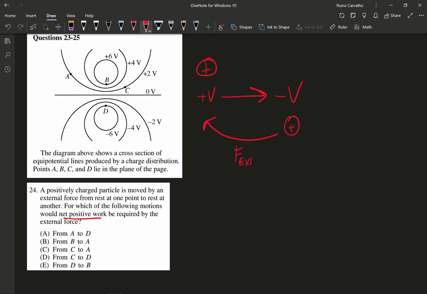So this here is the external force, and that would produce work that is positive, right? Because moving this to here is positive work, but that's for the electric field, or for the electric force, I should say, while the external force will be counteracting that. So what 2 points here are moving from a negative voltage to a higher voltage, or just increasing in voltage? And that's only going to be answer choice E here, which is saying we're going from D, which is negative 6 voltage, to B, which is going to be positive 6 voltage.